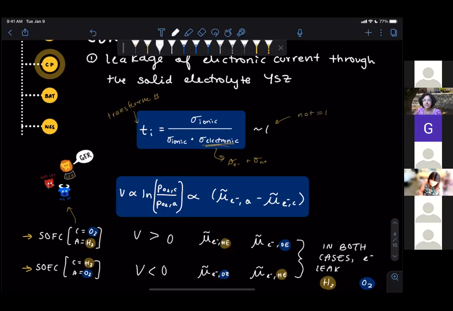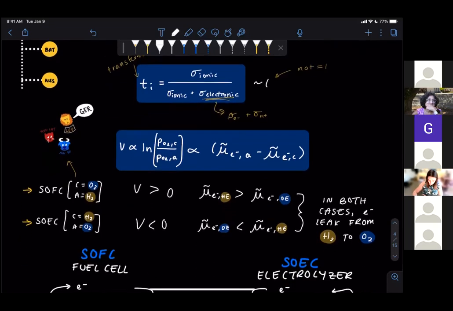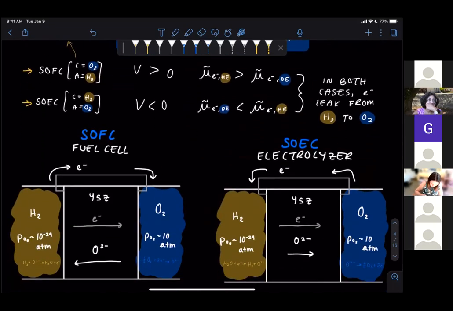And so in both cases, we find that the electrochemical potential of electrons in the hydrogen electrode is going to be greater than that in the oxygen electrode. And from this, we know that the electrons are likely going to want to leak from the hydrogen electrode to the oxygen electrode. So we basically figured out that we can edit our diagrams from above and add in a little reference to electrons and which way they're always going to want to be leaking through the solid electrolyte. And so sometimes it's concurrent with the ionic current and sometimes it's anti-parallel.